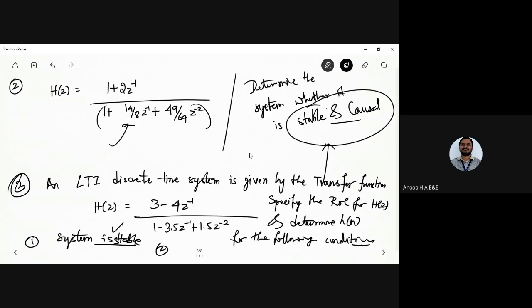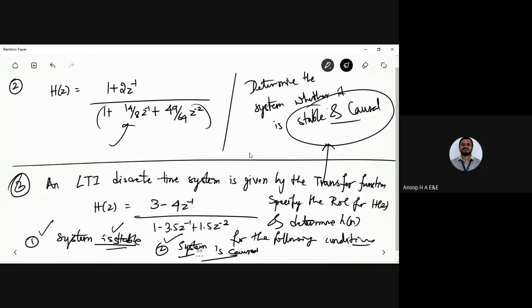First one, the system is stable. Second one, the system is causal. So you have two things to be specified here. These are the three things that you need to know. First, you have to specify the ROC for H of z. Then determine h of n for the following conditions: the system is said to be stable, and second, the system is said to be causal. You have to perform these things.